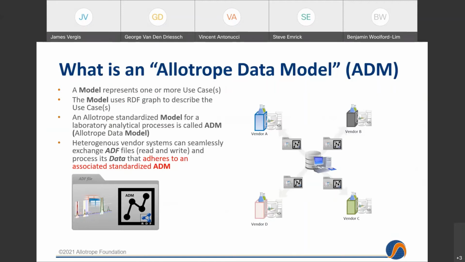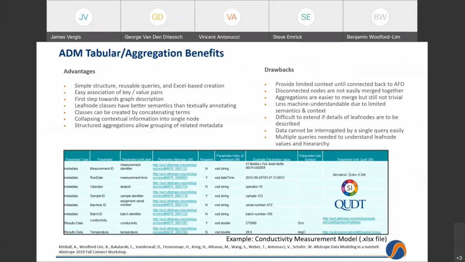The reason why an ADM uses a tabular approach or aggregation, those two terms are actually being used interchangeably now. And a big advantage of this is that it's a simple structure that leads to reusable queries, but importantly for the scientists, it's an Excel-based creation. So shown below is an example of an ADM draft. There are several fields in here, such as your parameter type, that describes whether it's a metadata term or a result.